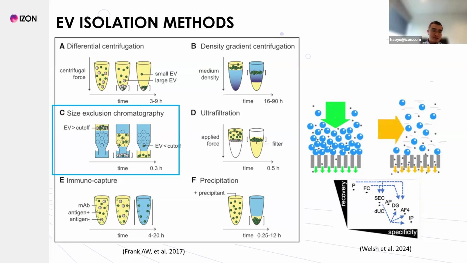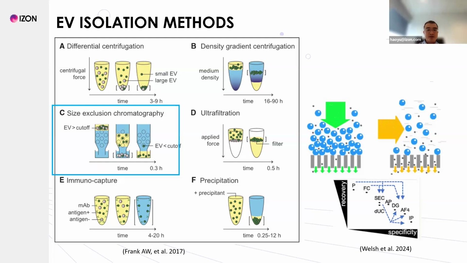And the third, number 3, is the size exclusion column, which we will pay more attention to today. Size exclusion chromatography uses beads of different sizes. The EVs of larger size will elute first, and then particles with smaller size will elute later. By using this mechanism, we separate the EVs by size.